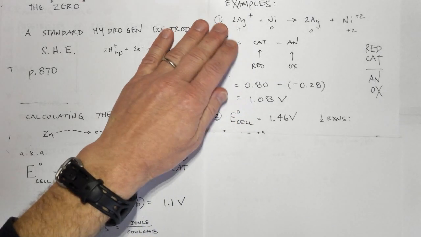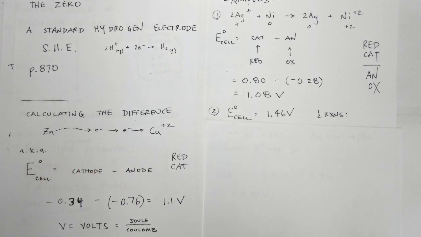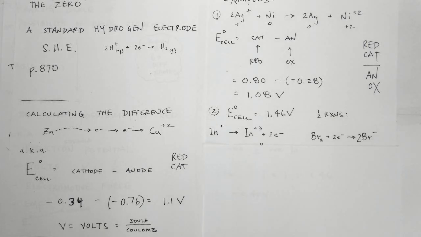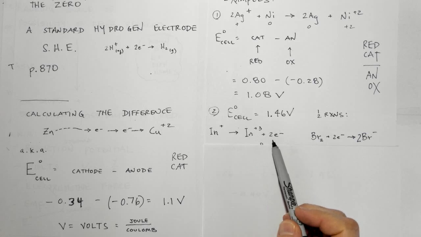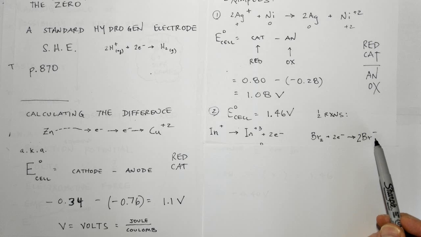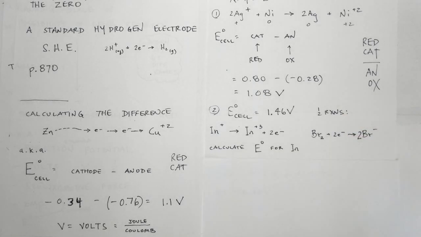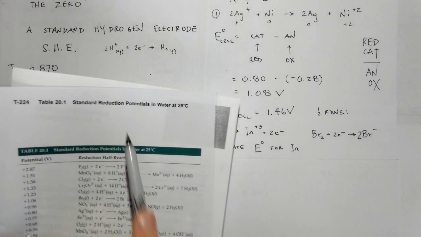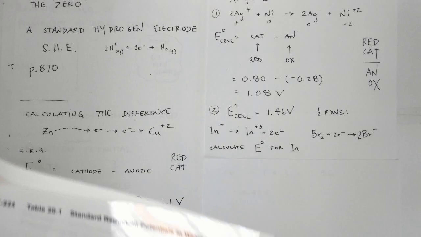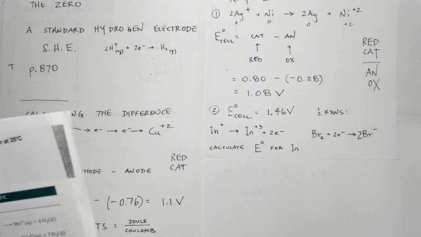Let's do one more example. In this one, I'm going to turn the question around. Let's say that we have a battery with a voltage of 1.46 volts, and it's got these two half reactions right here. Indium goes to indium +3 and 3 electrons, and bromine plus 2 electrons goes to bromine minus 1, 2 of those. Now, from this, please calculate the standard reduction potential for indium. Notice indium's not on this list right here. I don't think it's even in Appendix E in the back of your book.